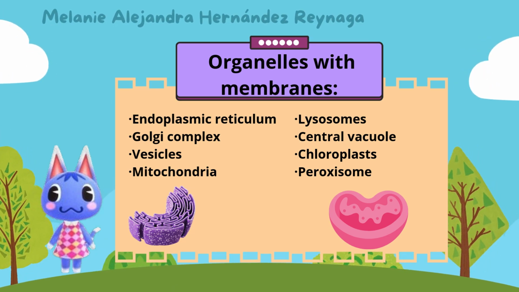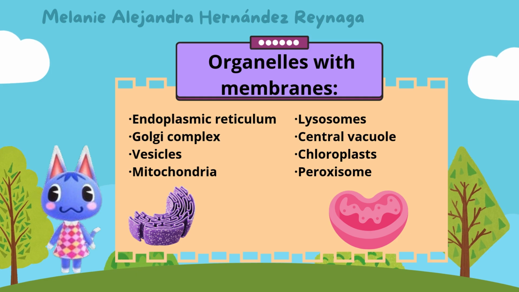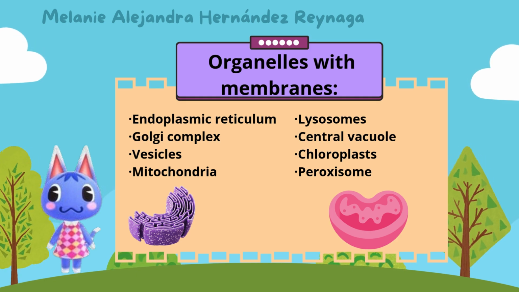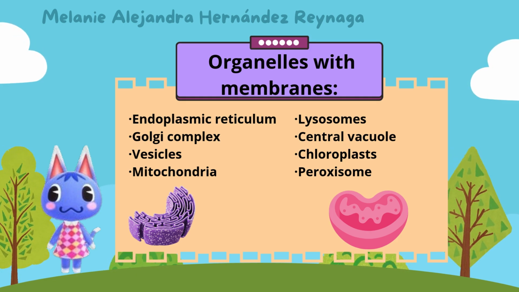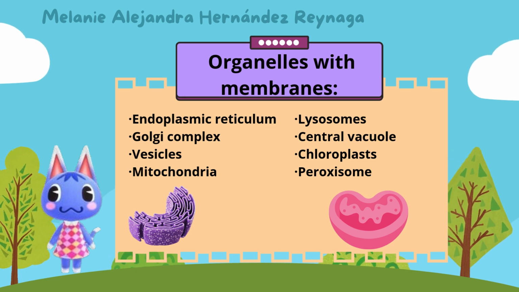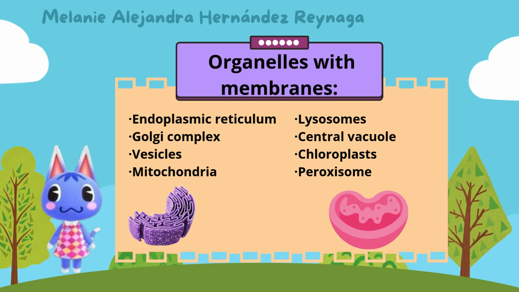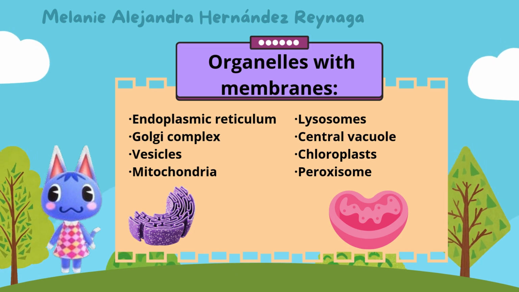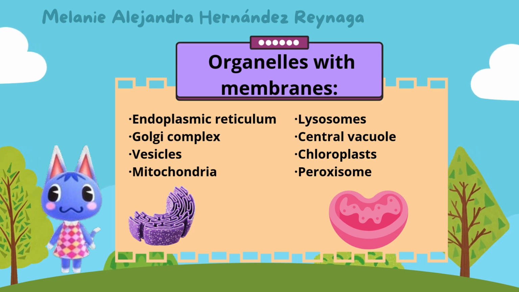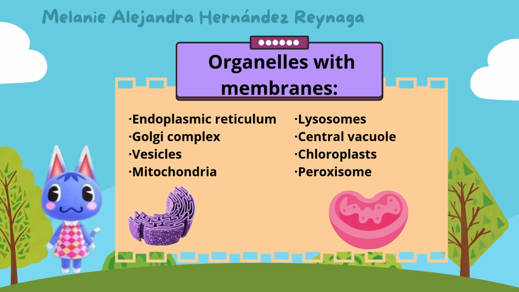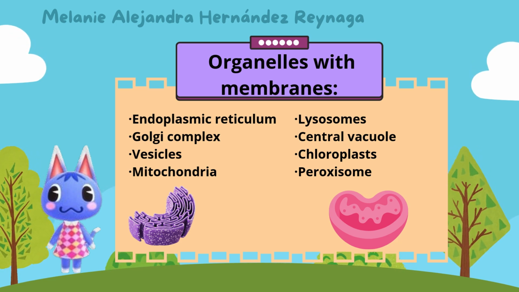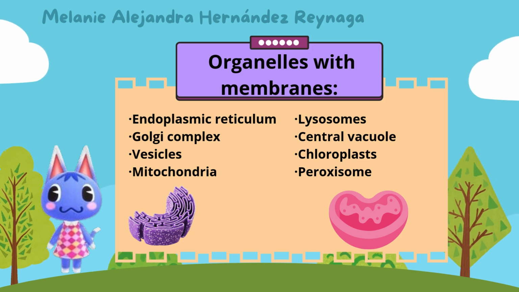Now, as for the organelles that have a membrane, we have the following. Endoplasmic reticulum. It is involved in the synthesis of proteins, lipids, and membrane components. Golgi complex modifies new polypeptide chains and sorts and packages proteins and lipids. Vesicles. They transport, store, or disintegrate substances in the cell. Mitochondria. They are the central producer of energy through aerobic metabolism.